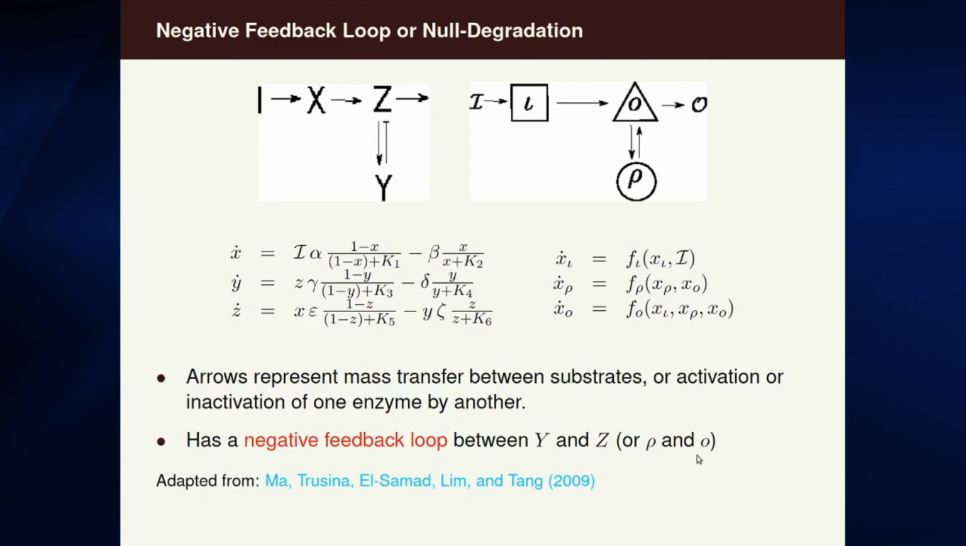A third example that I want to talk about is the negative feedback loop or null-degradation. Here it is the same thing: we have this biochemical diagram with the corresponding kinetic equations, and here is the corresponding abstract network and the associated vector fields. The negative feedback loop is this part of the network between the regulatory node and the output node, where you have a closed path.